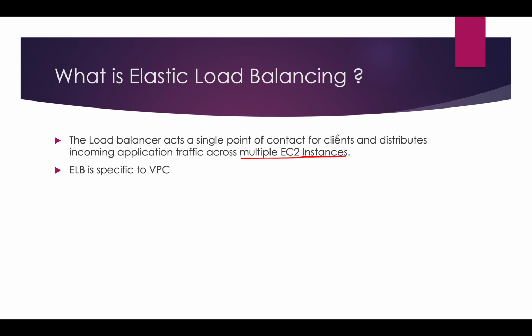ELB is specific to a VPC. When you create the ELB, you need to give your VPC and which instances, like subnets. This topic was already explained in the previous section. If you don't know, please watch the VPC tutorial. And it spreads traffic across multiple downstream instances. Whenever more users come, like around 1000 users, 500 users will be sent to one instance and 500 users to the other instance. Otherwise, based on the CPU utilization, it will be taken care of by the load balancer.